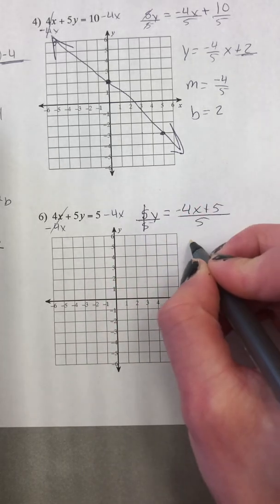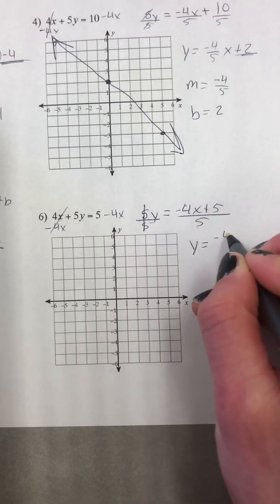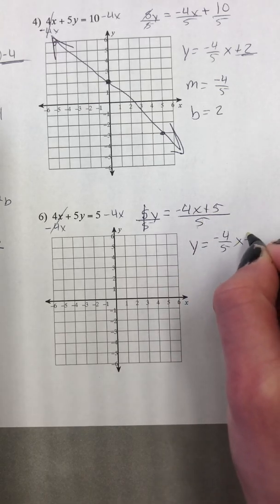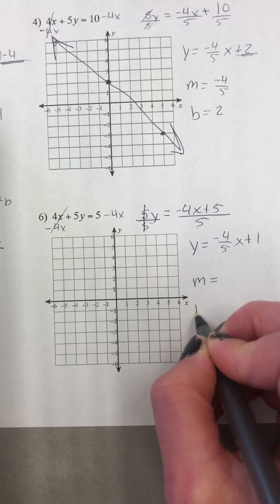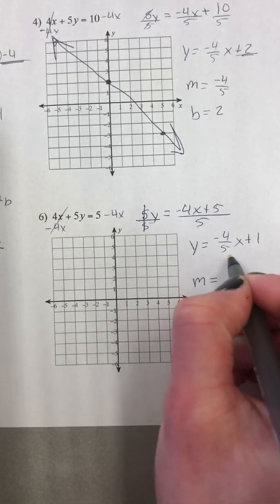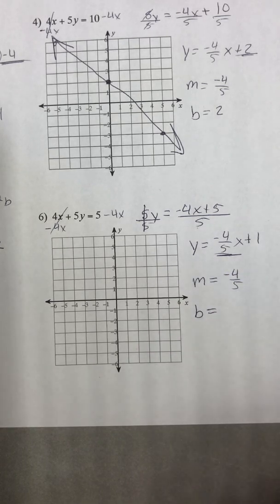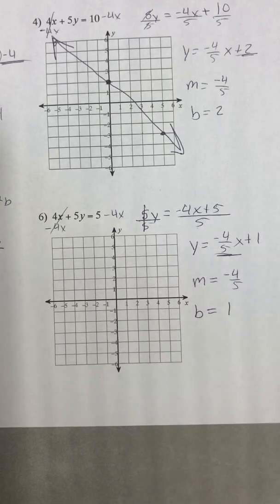These 5's are going to cancel out, give me y equals -4 divided by 5 is -4/5. And 5 divided by 5 is just 1. Our slope and our y-intercept, we're going to find our slope. The slope is always paired with our x, or -4/5. And our y-intercept does not have a variable, it is 1.